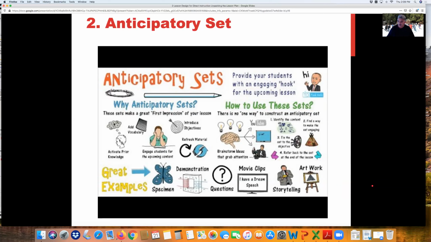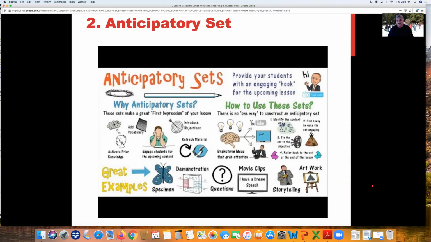You activate prior knowledge, a quick little video. Maybe it's even the mood that you set for the lesson. If you're teaching the rainforest and the kids come in and there's a fake tree in the center of the room, that paper mache tree, and rainforest music that sets the mood, that could be part of the set. It's the environment that you create, the first impression of the lesson. So it's very, very important.